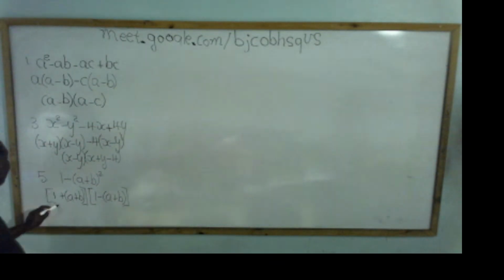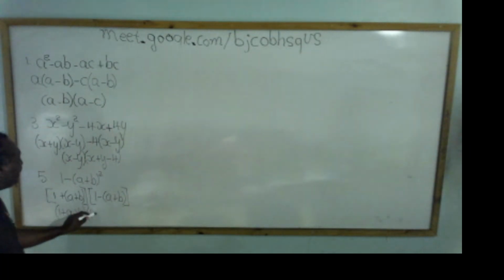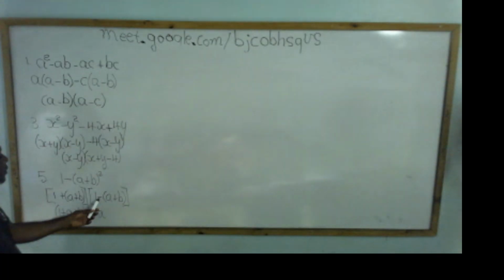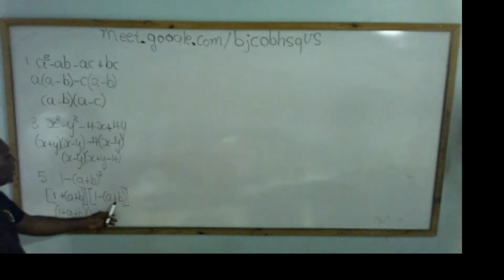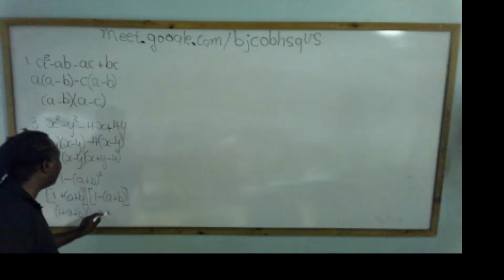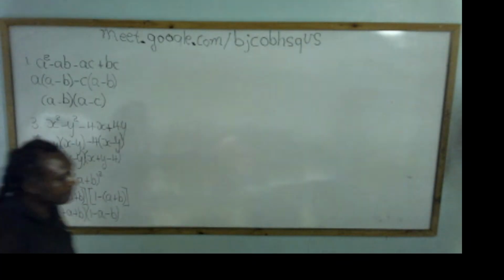So we'll have what? If you work this out, you'll have 1 plus a plus b right there. Then if you work this out, you'll get 1 minus a, and this negative sign is pertaining to both a and b. So you have 1 minus a, and the negative sign is going to be distributed to the b also. So that is going to be minus b. That's it.